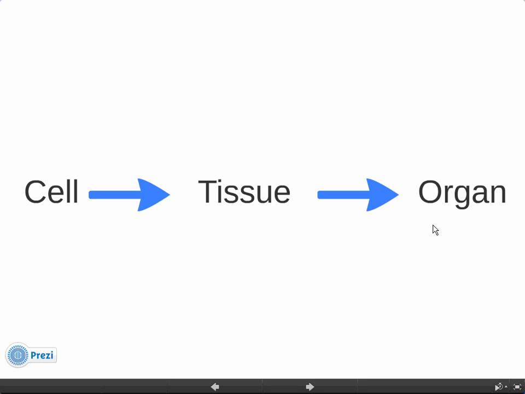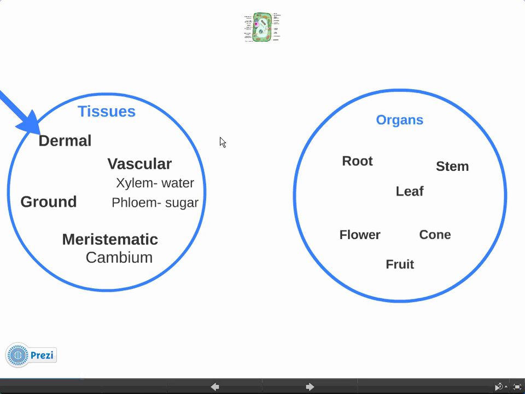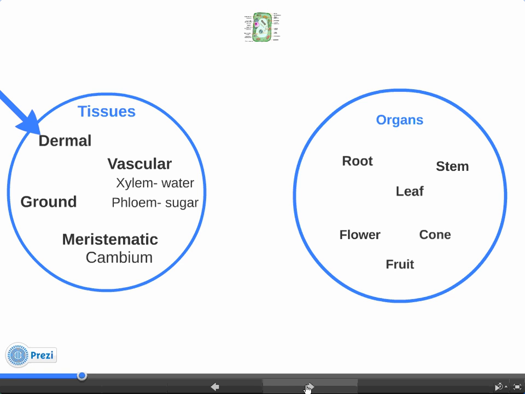These are the levels of organization. You have a cell as the smallest functioning unit, and then a bunch of cells working together as a tissue. A bunch of tissues working together is an organ. So here is what you need to know. This is a plant cell. These are the tissues that you're responsible for knowing their functions, and these are the organs. We'll go over them in depth as we go through the video.